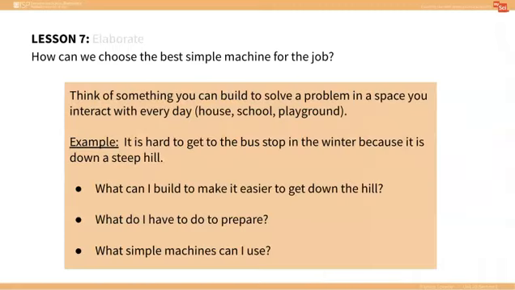In the Elaborate portion of this lesson, student groups will think about the spaces they interact with daily, their house, their school, the playground. They should think of something they could build to solve a problem within that space. For example, it is hard to get to the bus stop in the winter because it is down a steep hill. I can build stairs or a ramp to make it easier to get down the hill.